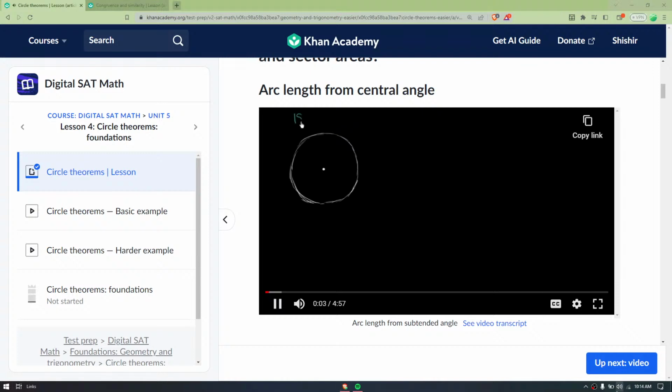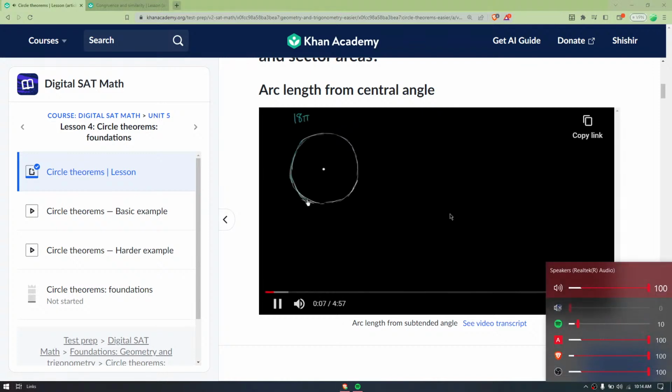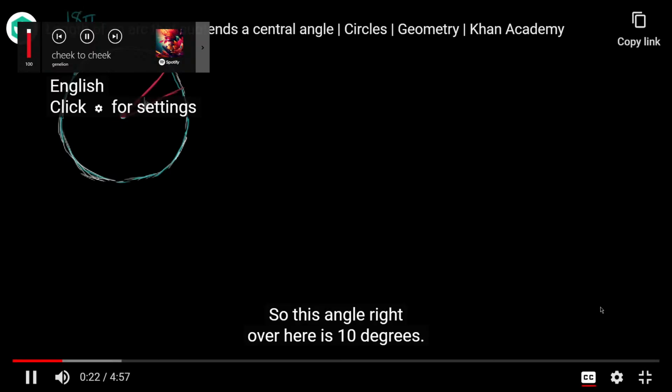Circle here, whose circumference is 18 pi. So if we were to measure all the way around the circle, we would get 18 pi. And we also have a central angle here. So this is the center of the circle. And this central angle that I'm about to draw has a measure of 10 degrees. So this angle right over here is 10 degrees.